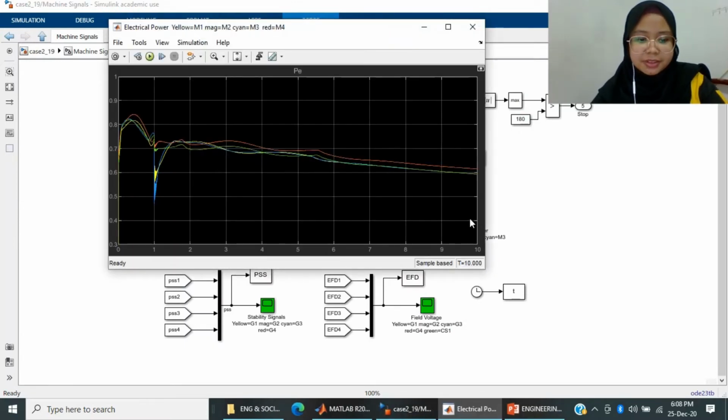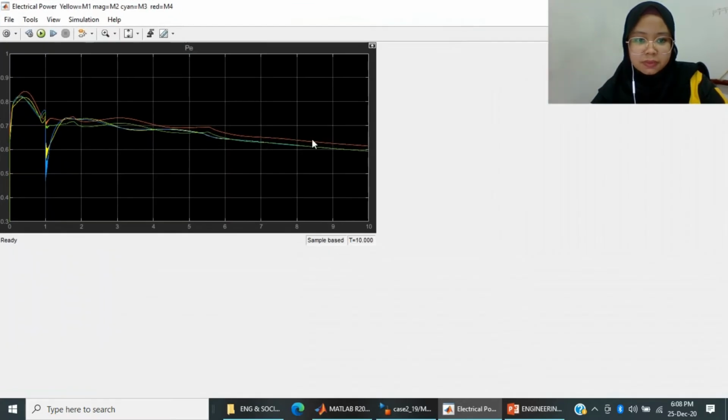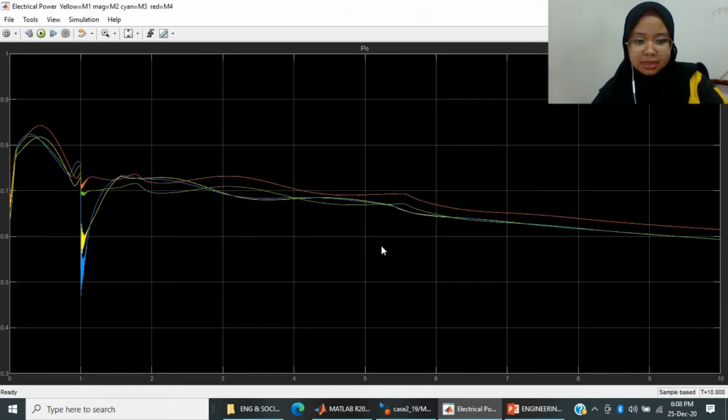Next, for the electrical power of the system, the graph shows that the system had a small increment but then slowly started to decrease.